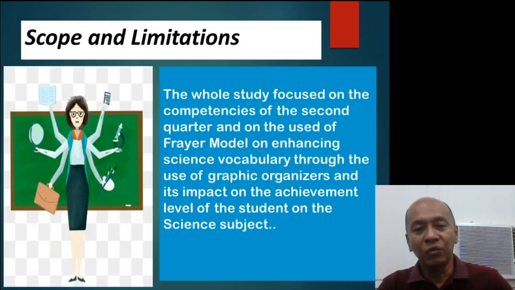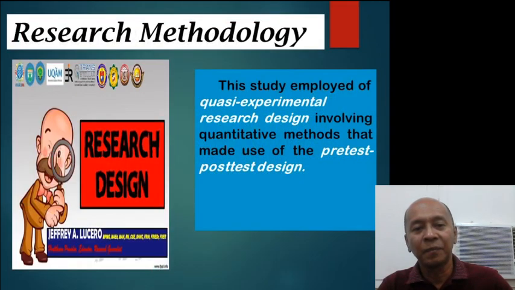The whole study focused on the competencies of the second quarter and on the use of the Frayer model in enhancing science vocabulary through the use of graphic organizers and its impact on the achievement level of the students in the science subject. The study employed a quasi-experimental research design involving quantitative methods of the pre-test and post-test design.